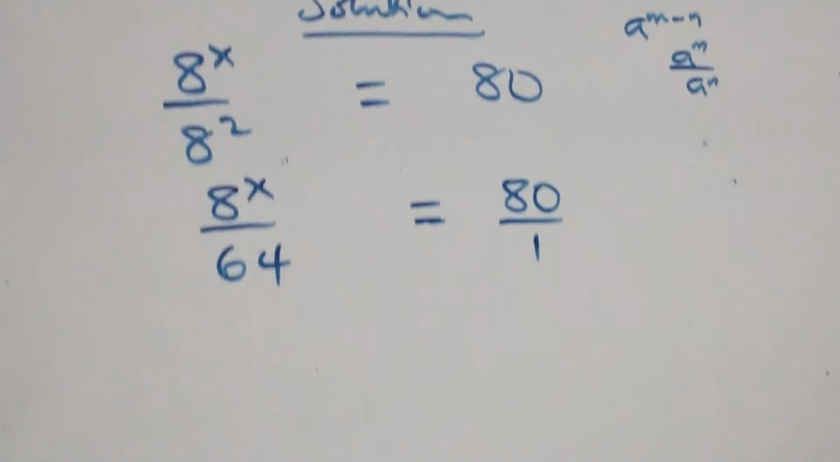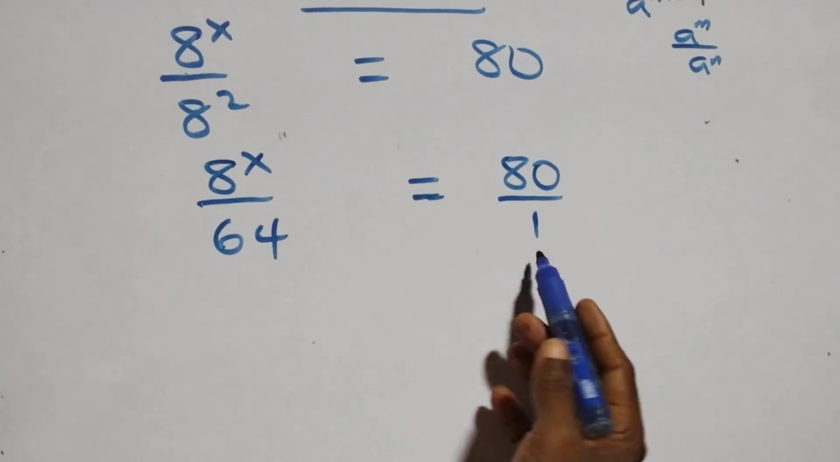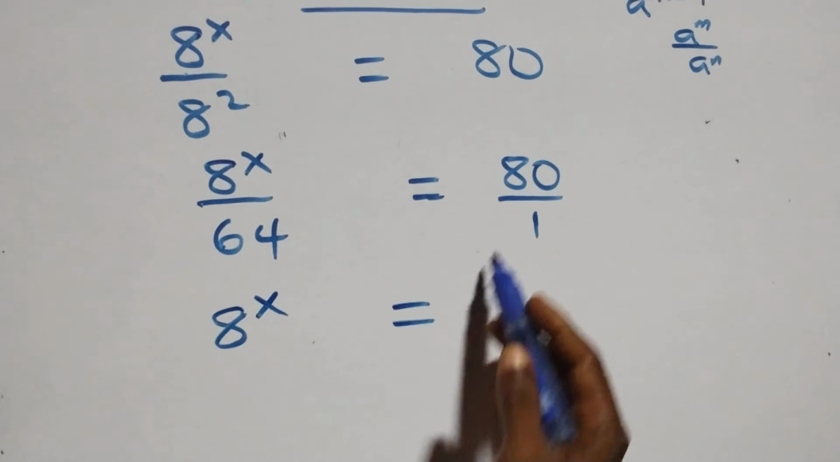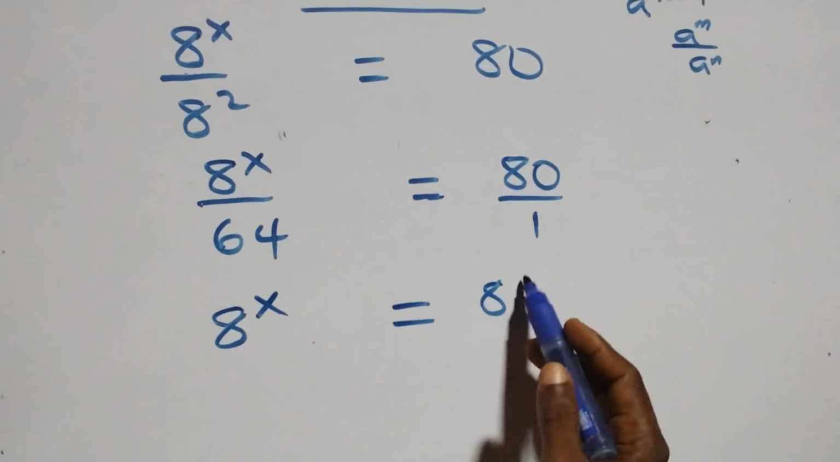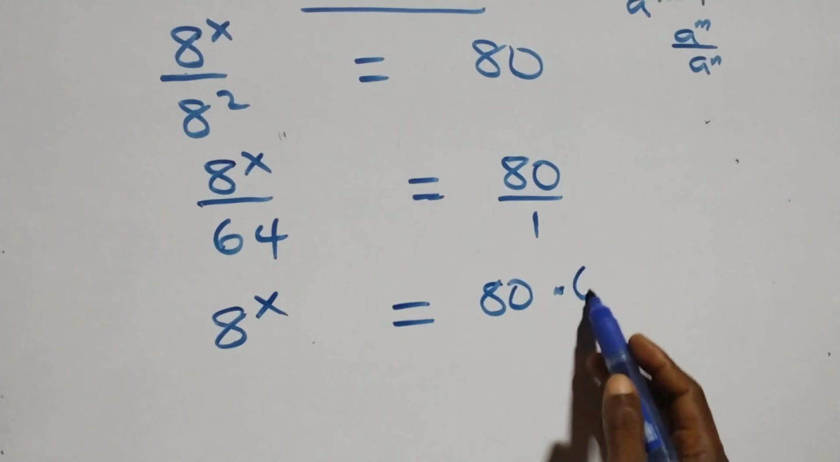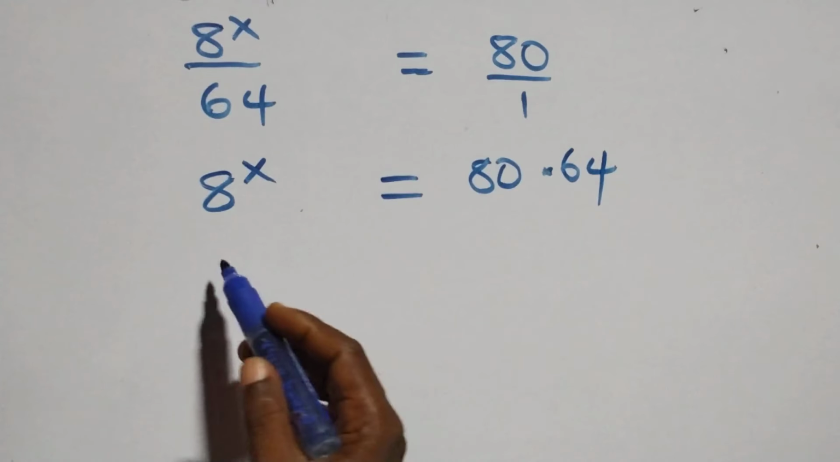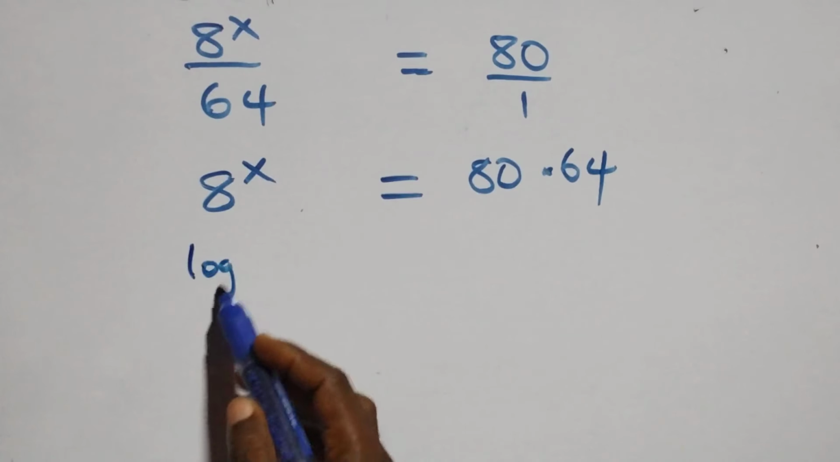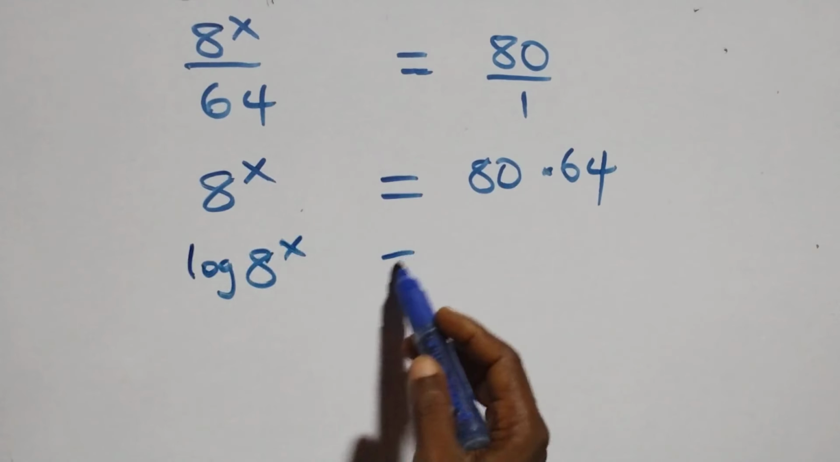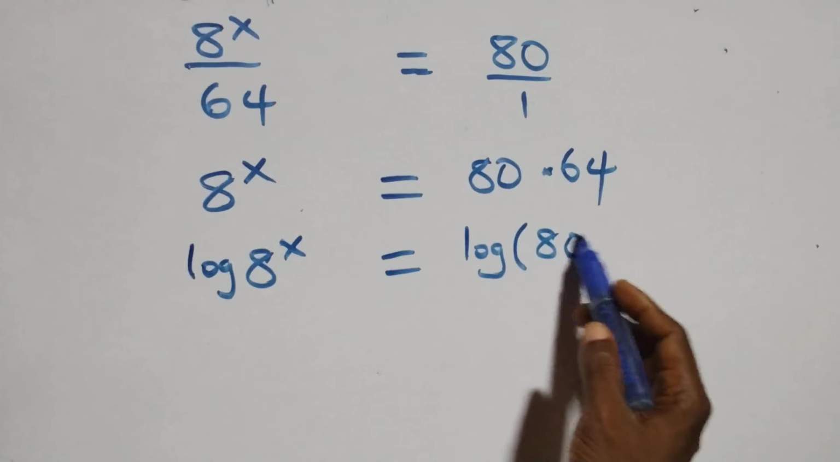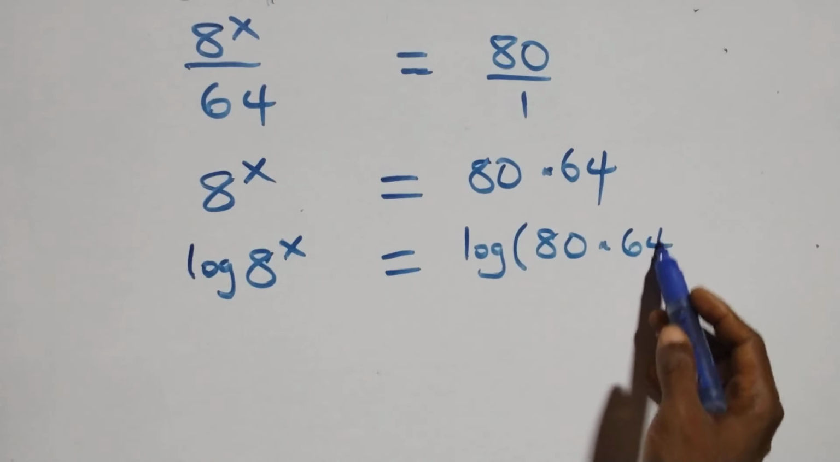The next step, we cross multiply. 8 raised to power x times 1, same thing as 8 raised to power x, equals 80 times 64. The next step here, we take the log on both sides. Here we have log 8 raised to power x equals log of 80 times 64.